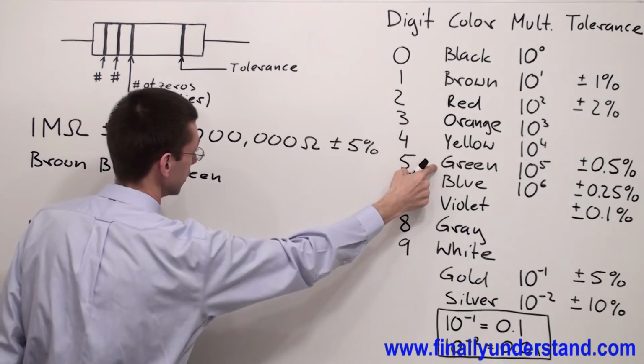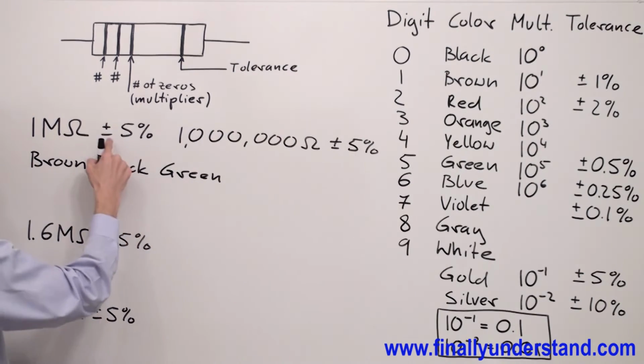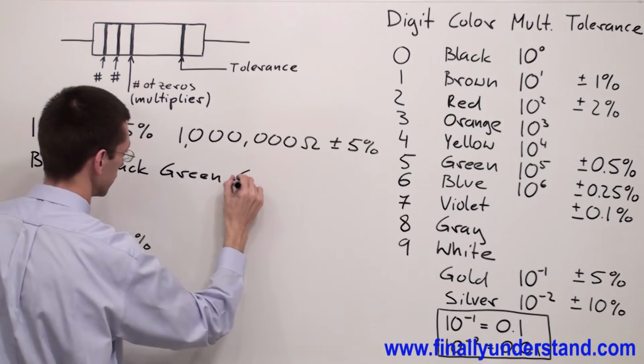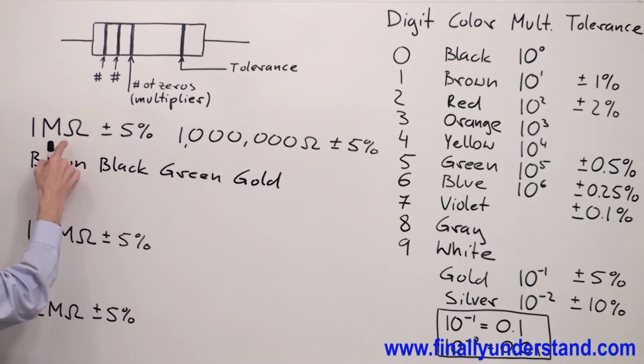Because green represents digit 5. And I have plus minus 5%, which is gold. This is the color code for this resistor.